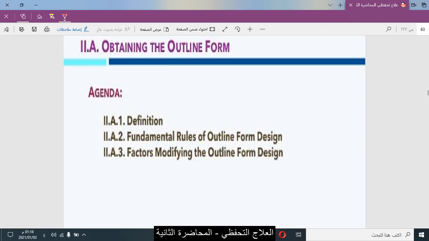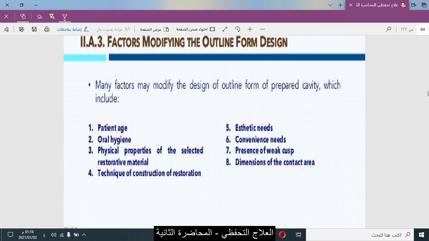Here, outline form. Obtaining the outline form. Definition: this is what we do here now. What factors modify the outline?